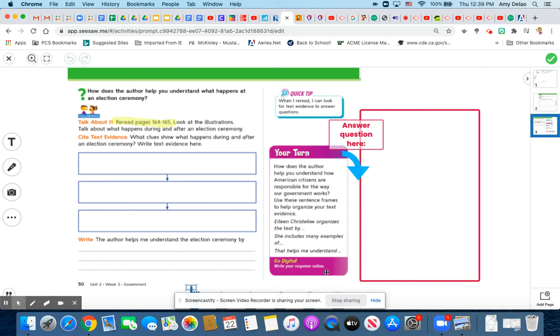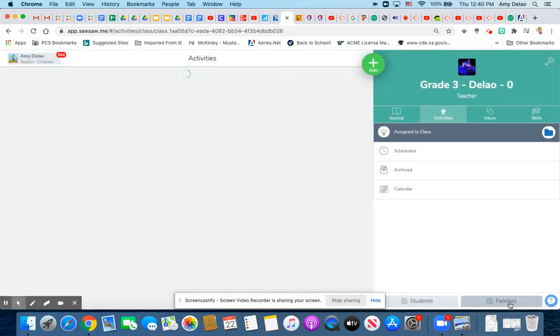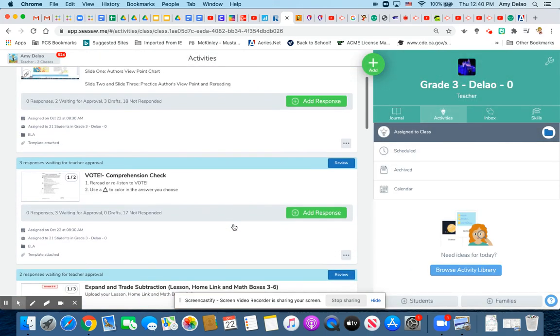She included many examples of true things that are happening, and maybe the way she worded things made it very easy for you to understand how voting works. And then this helps, or that helps me understand. So those are some sentence frames you can use, or you can use your own sentence frames as long as you're writing in complete sentences.